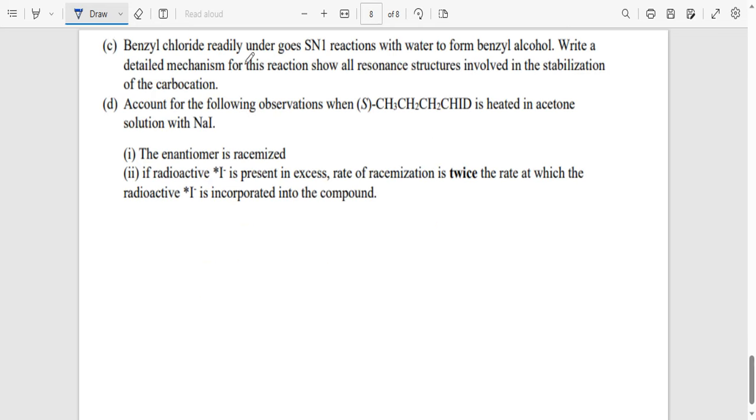Benzyl chloride readily undergoes SN1 reaction with water to form benzyl alcohol. Write a detailed mechanism for this reaction. Show all resonance structures involved in the stabilizing of the carbocation.